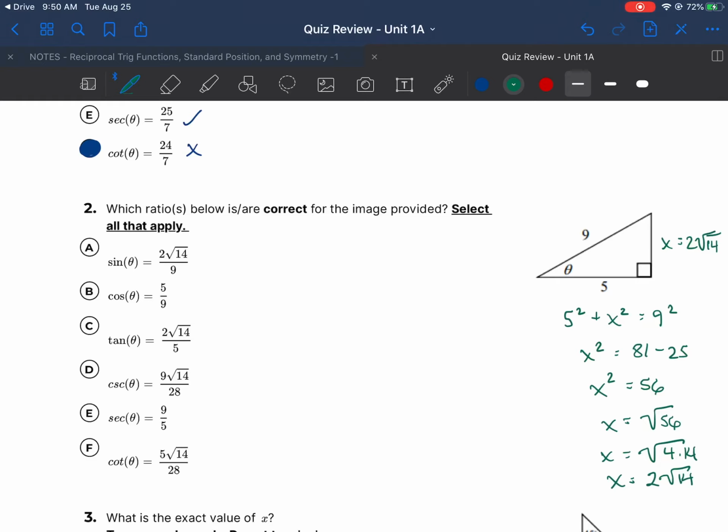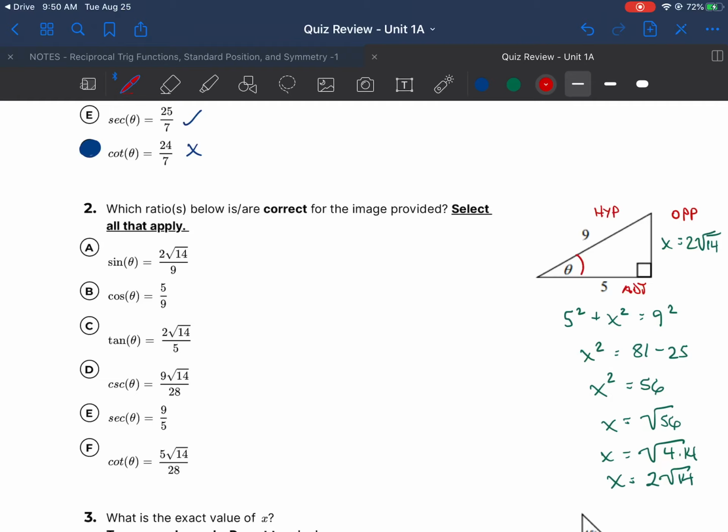So let's go ahead and figure out these ratios here. So the sine of theta should be the opposite over the hypotenuse. Let's go ahead and label these just so we don't have to keep referencing them. So relative to theta, here's our opposite leg, 2 root 14, 5 is our adjacent leg, and 9 is the hypotenuse.